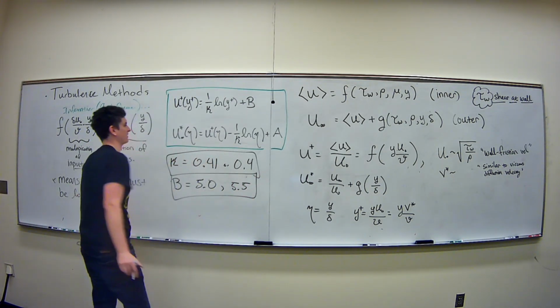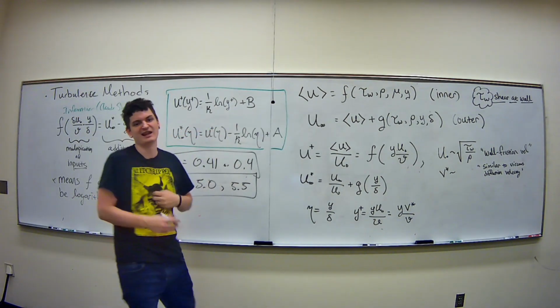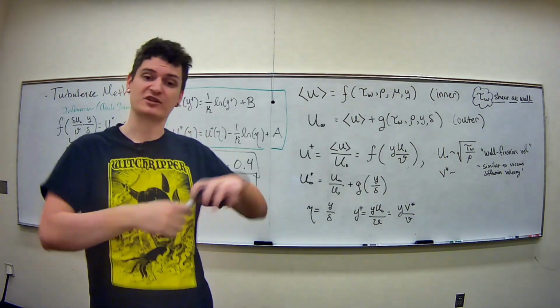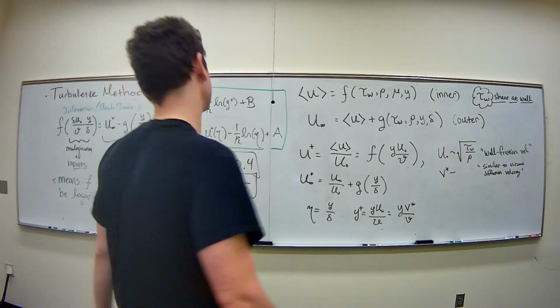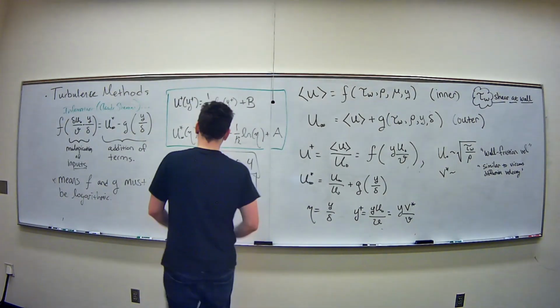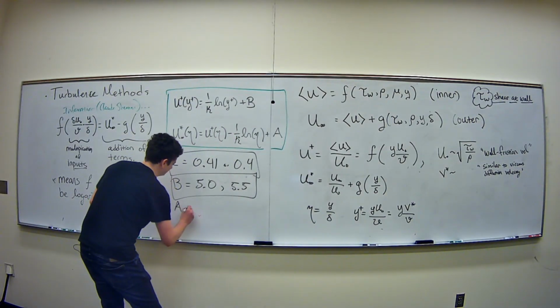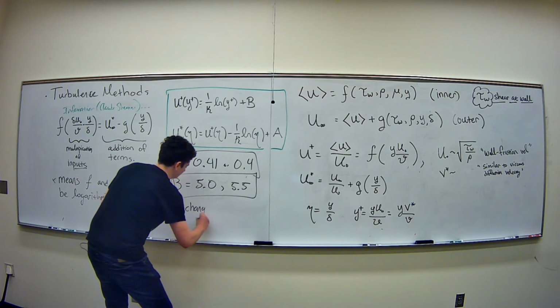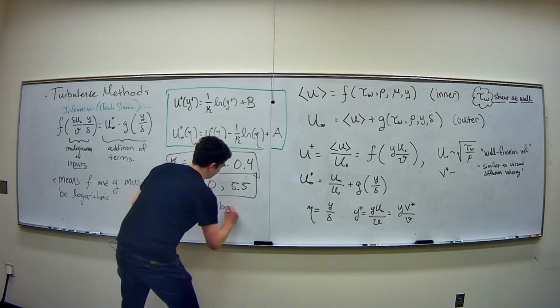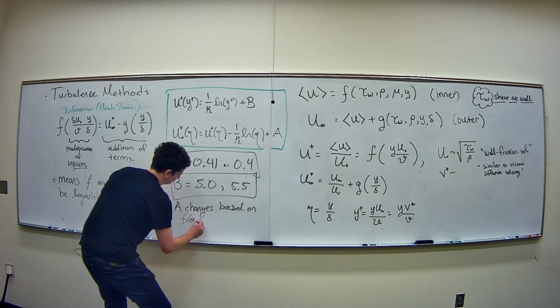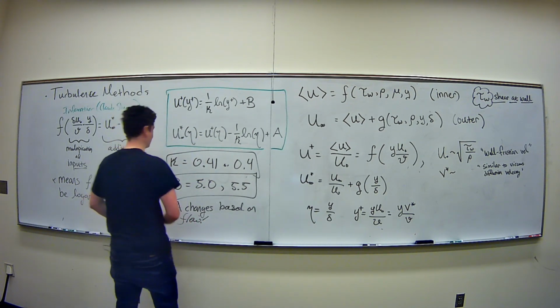So these are these experimental values of what this B should look like. And you have to use experiment. So turbulence is very interlinked with experimental results and always will be. And then A changes. A changes based on the flow.